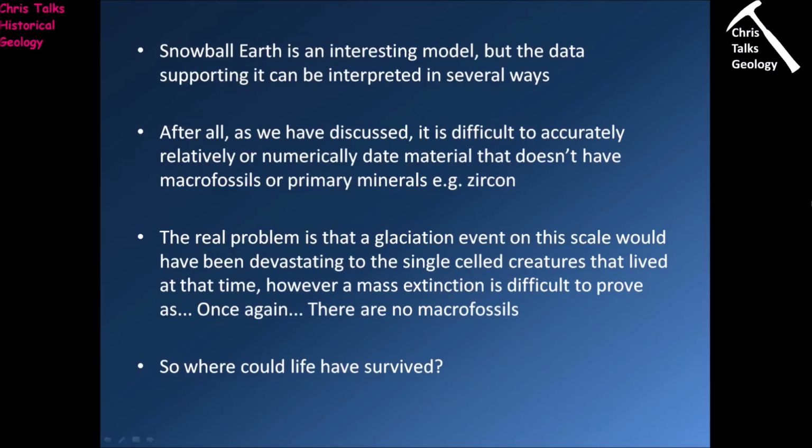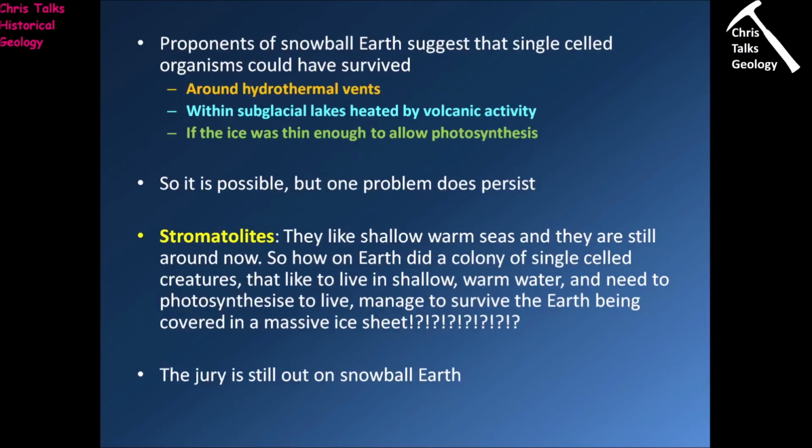So the obvious question is, okay, if snowball Earth was going to be terribly damaging to life on Earth, how did life manage to make it through this challenging period? Proponents of snowball Earth suggest that there are three possible locations where life could have survived the snowball Earth event or events. These possible locations are around hydrothermal vents, within subglacial lakes, or in areas where the ice was thin enough to allow light to pass through and thereby allow photosynthesis.